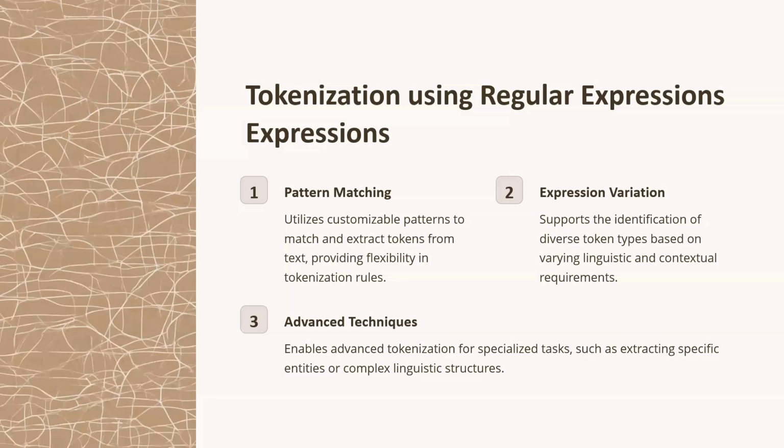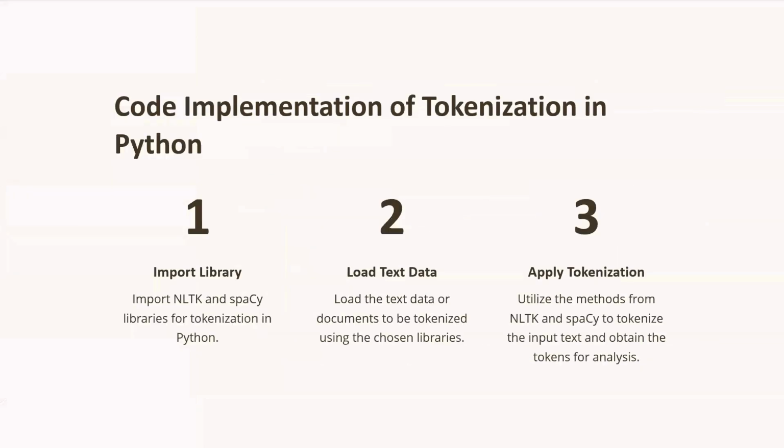Expression variations support the identification of diverse token types based on varying linguistic and contextual requirements of the sentence. For example, if you are saying something in an angry version, it considers the angry variation and captures the emotions and feelings. In advanced techniques, we embed advanced tokenization for specialized tasks such as extracting specific entities and complex structures, using an advanced model. For code implementation of tokenization in Python, we use libraries like the Natural Language Toolkit, NLTK, and spaCy.